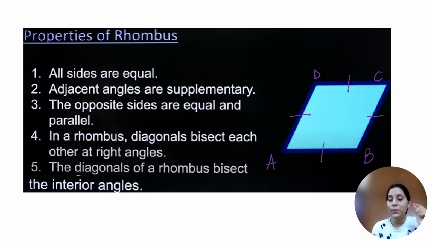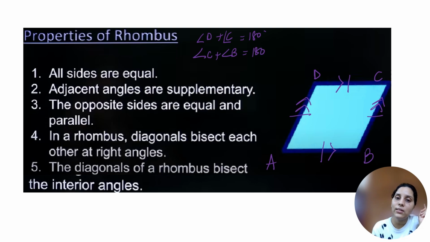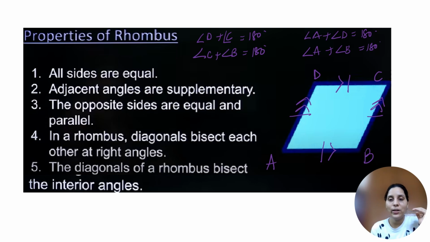Adjacent angles are supplementary, which means the opposite lines are parallel in a rhombus. Very important. So, angle D plus angle C is equal to 180 degrees. Angle C plus angle B is equal to 180 degrees. Similarly, A plus D is 180 and A plus B is 180 degrees. They are supplementary. Now, the opposite sides are equal and parallel. We have already seen that. In fact, all the sides are equal in a rhombus.